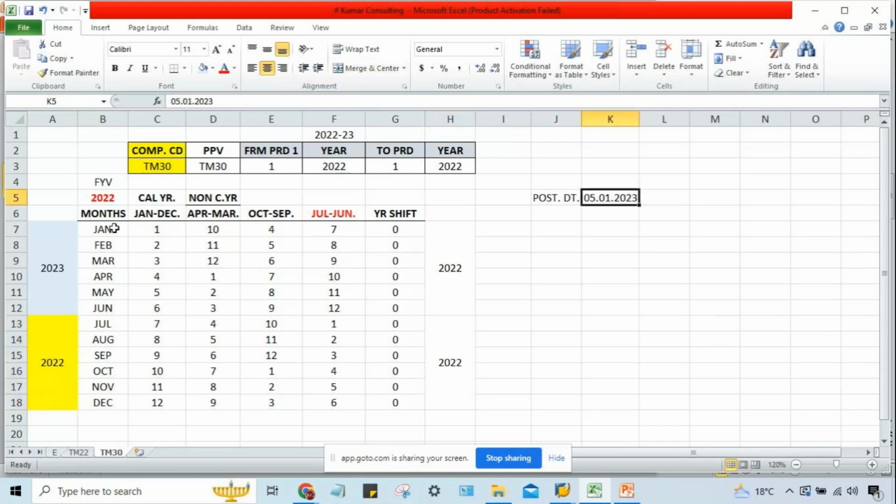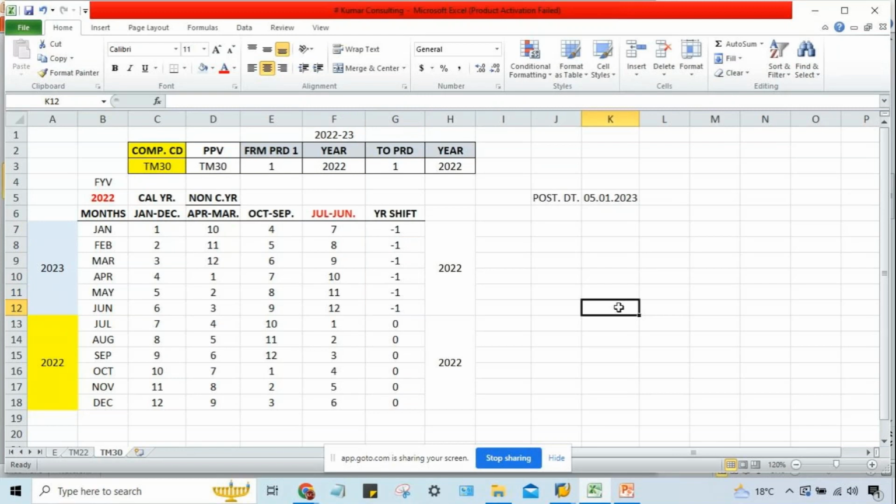So even in the next year, January till June, we are in 22 itself. First 6 months here, 22. And the next 6 months of 2023 also we are in 22 itself. This is right. So tell me, year shift is -1. Why -1? Because if it is -1, then only the system will come to know that it is 22, right?